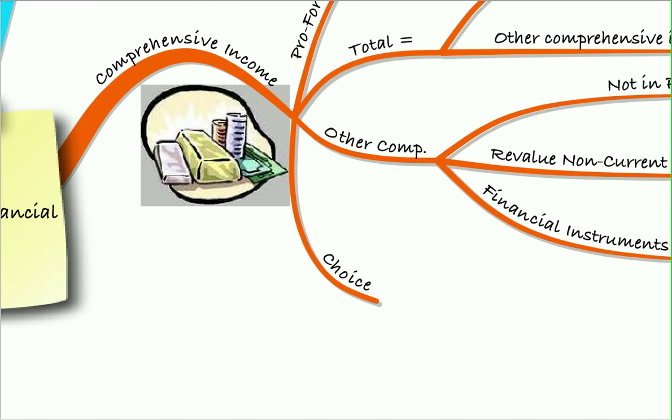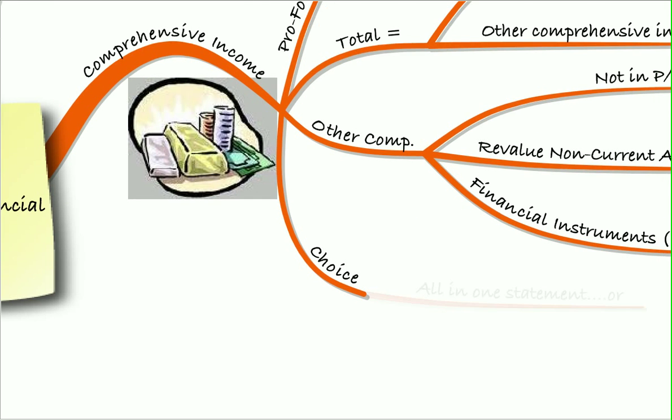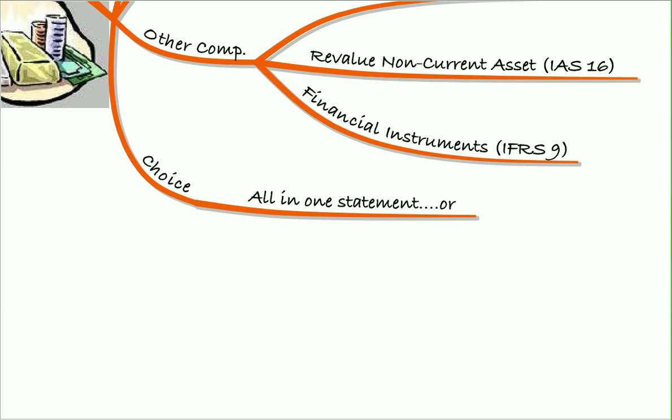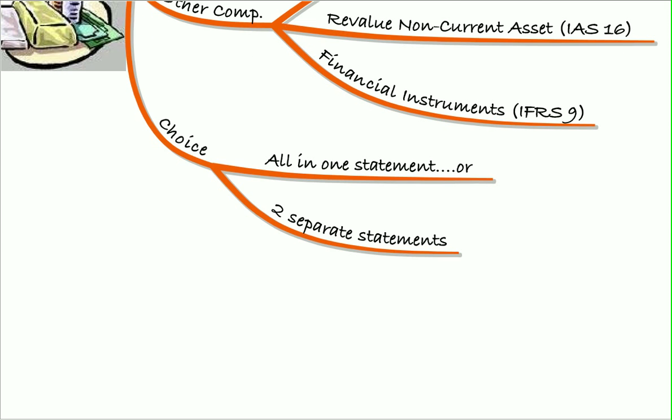So IAS 1 gives us a choice. We can either show all of this in one statement. So we have at the top of it our income statement and then at the bottom other comprehensive income. Or we can have separate statements, an income statement and a separate statement of comprehensive income showing those movements in our equity reserves.